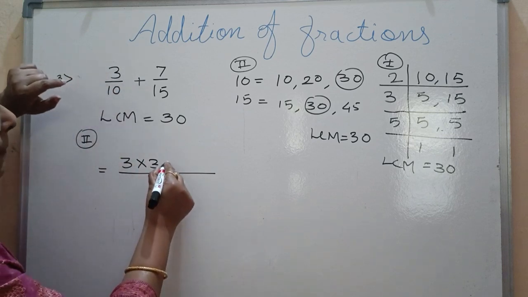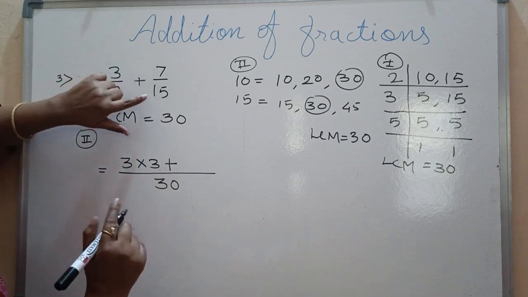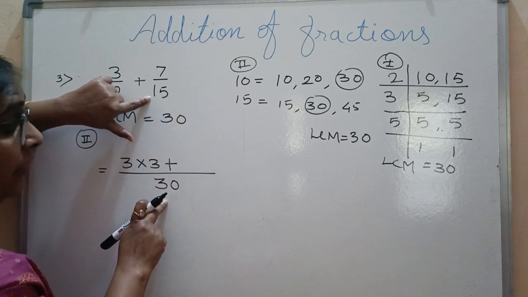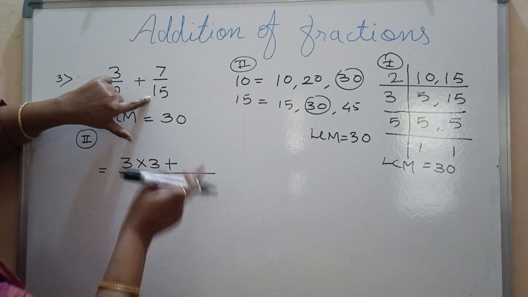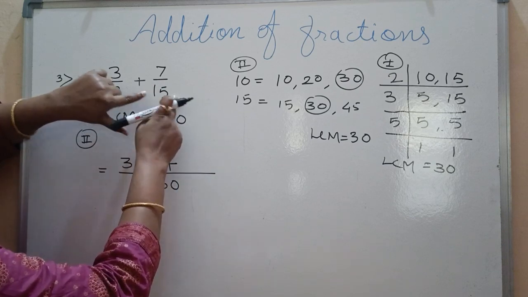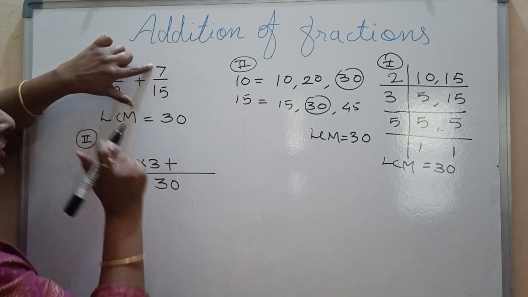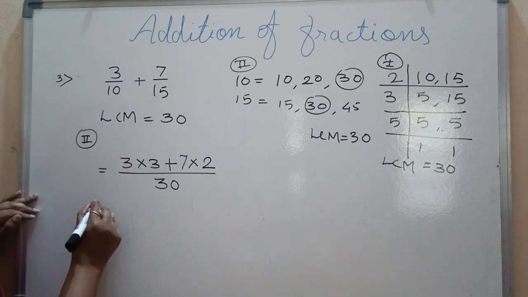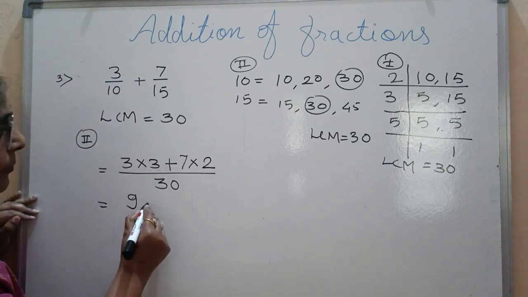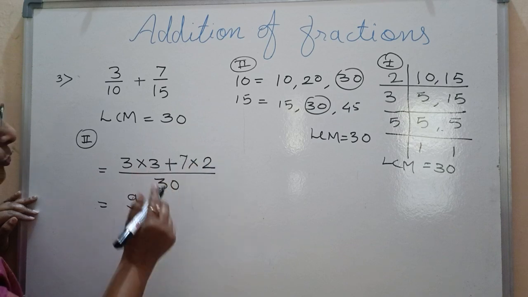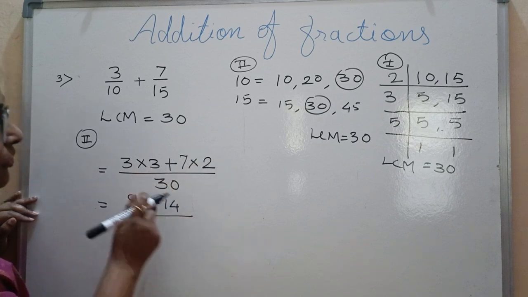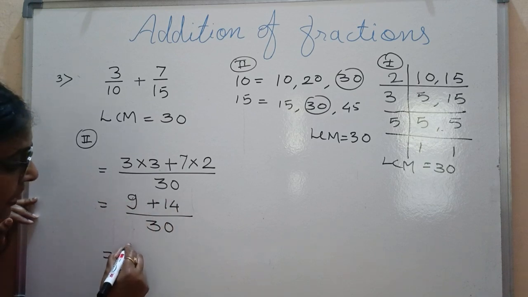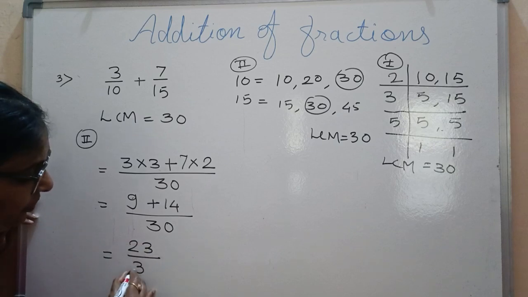Okay. Middle sign plus. Second fraction. Now 15 to 30, 15 into 2. That is 15 to 30. So by 2 you are multiplying this 15. Therefore you have to multiply by 2 in the numerator also. So it will be 7 into 2. What will you get here? 3 into 3 is 9 plus in the numerator 7 into 2, 14. What will you write in the denominator? 30 as it is. So what will you get here? 9 plus 14 is 23 by 30.